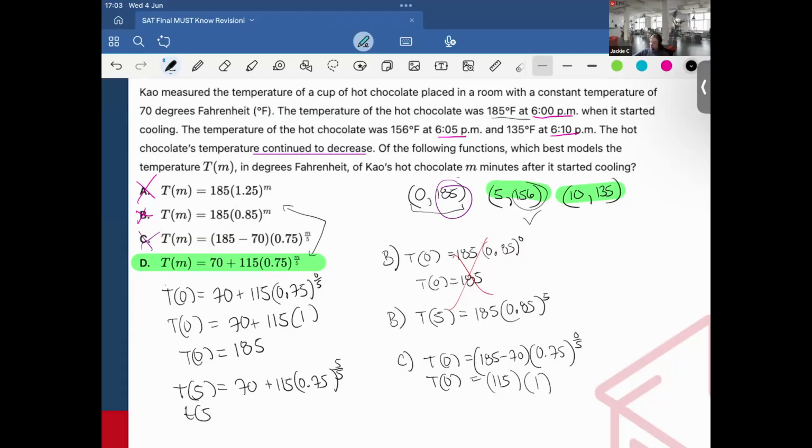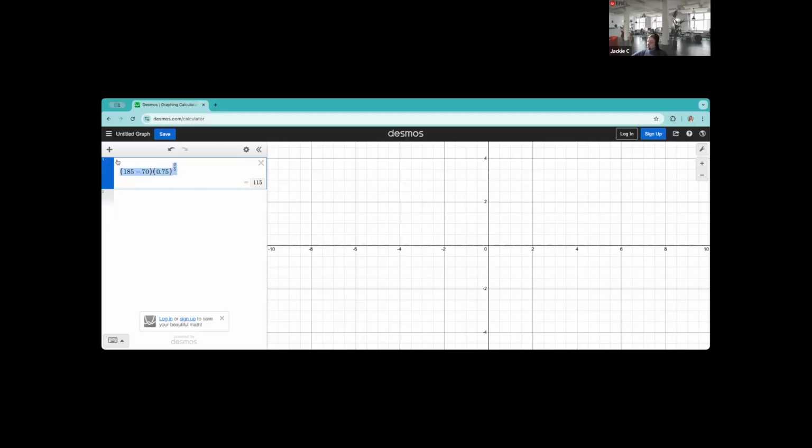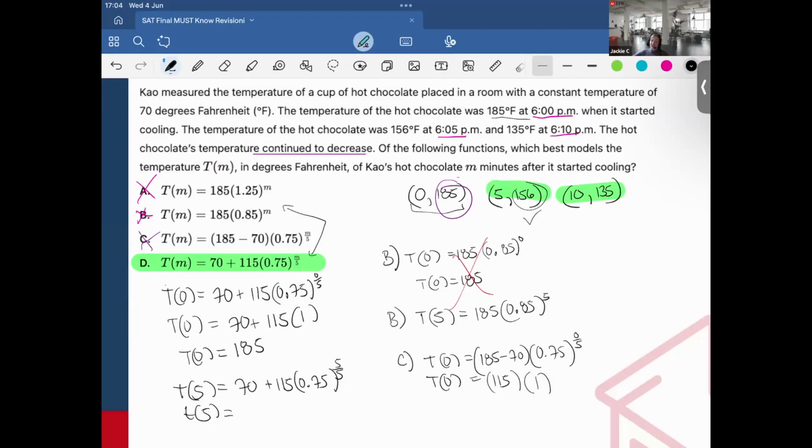So I want this to be an output of 156, and I'm going to see if that happens. Actually, instead of me pausing, you can just watch me amazingly type it into Desmos. So 70 plus 115 times 0.75, and then we had this raised to 5 over 5, which is 1, but just to show, we can type it in like this. And that gives me 156.25, which is 0.25 over, but there are probably some decimals. It's approximate. It's very close, not more than one off. And therefore, that will be our answer.